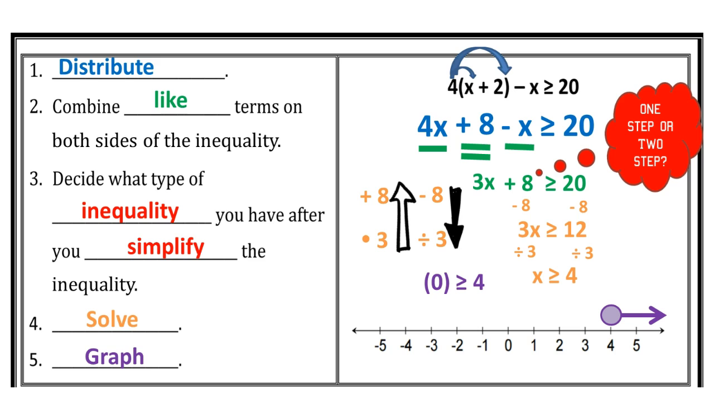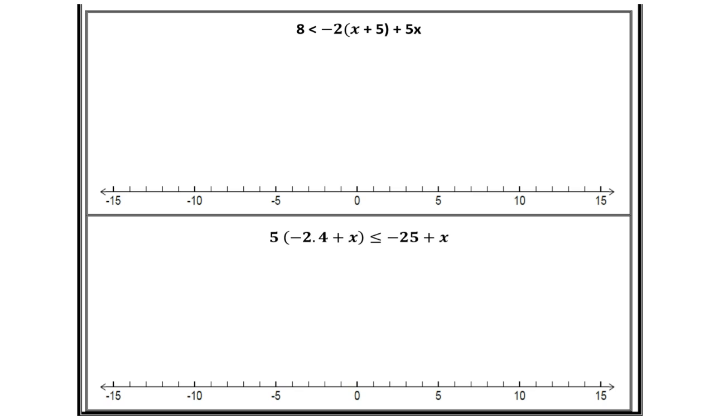This skill becomes a challenge if you are not using one of these methods. Let's try a couple problems together. I'm going to start by distributing. Negative 2 times x is negative 2x. Negative 2 times 5 is negative 10. And then I bring everything else down.